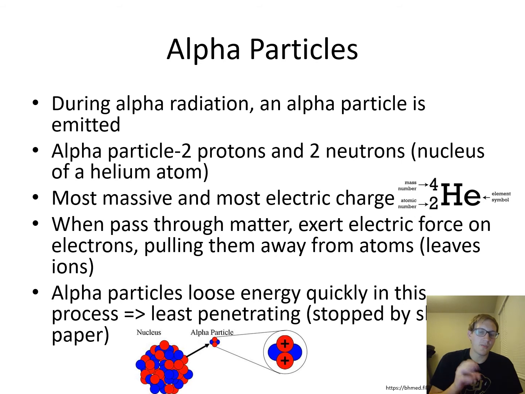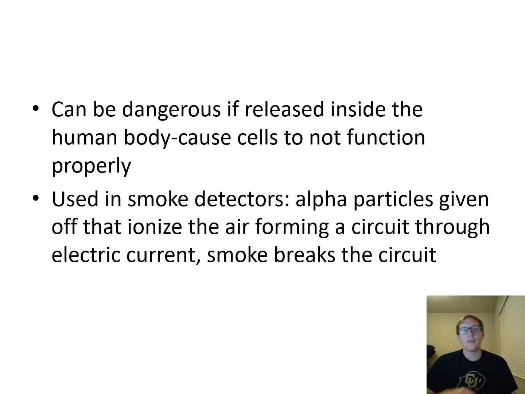Beta and gamma are much more powerful. They'll be much more harmful to tissues and matter. Okay, alpha particles can be dangerous if released inside the human body because they can cause cells to not function properly, again, because of that electric force pulling atoms away out of those cells. They can mix up things.